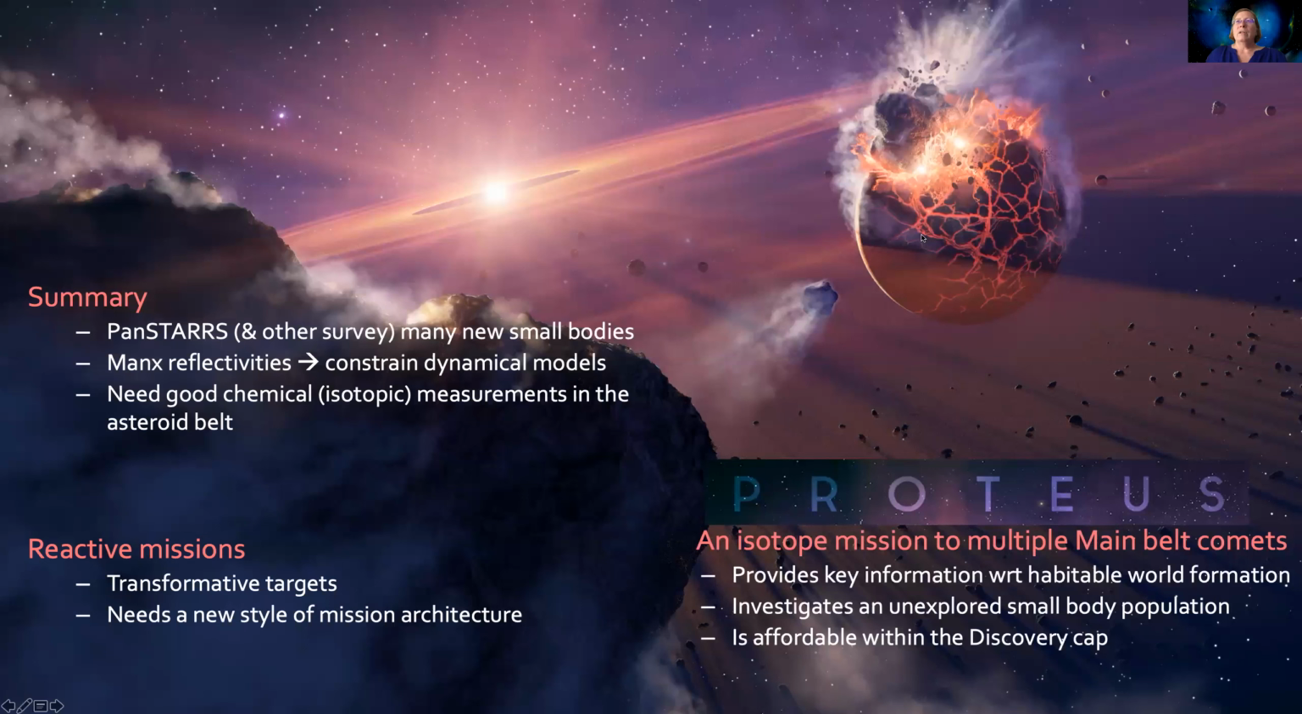we've got various types of bodies that we can use to disentangle this, both the Manx comets, long period comets, and the main belt comets. But we do need to have good isotopic measurements in the asteroid belt. And I think the way to do that is with a mission such as Proteus, but we're also going to need reactive missions if we want to go to these more exciting long period targets.